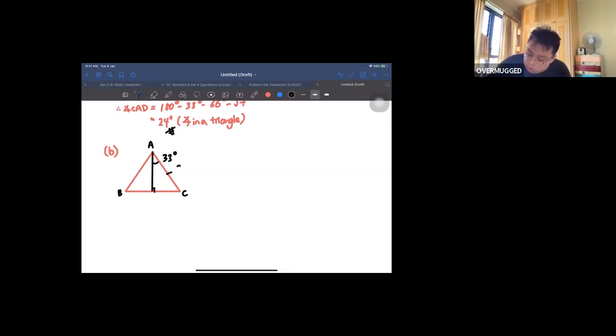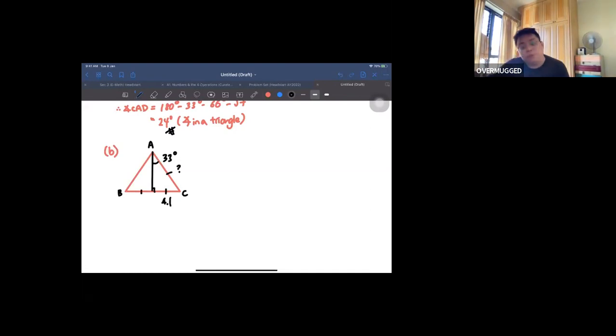This length here is unknown, and we know this. Remember, I said this is a perpendicular bisector, so it cuts the line exactly in half. So this length here is equal to this length. So that is actually 8.2 divided by 2, which is 4.1.